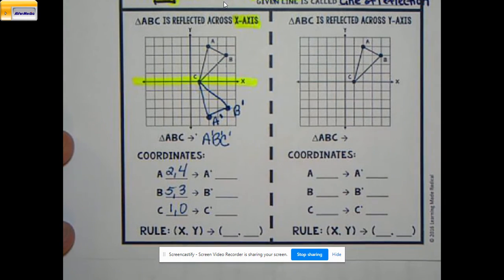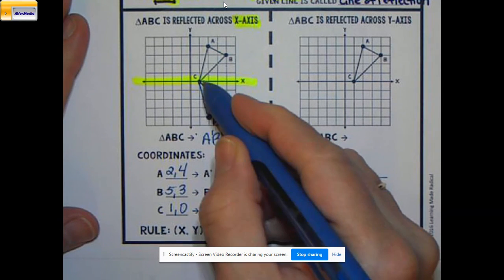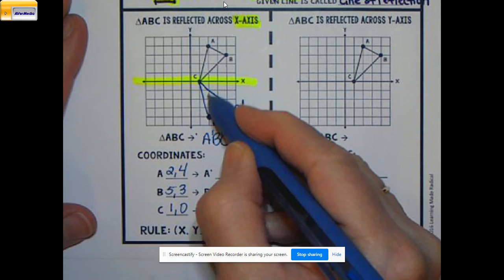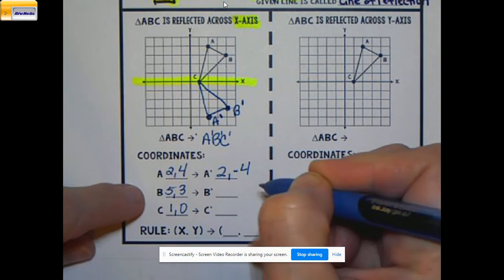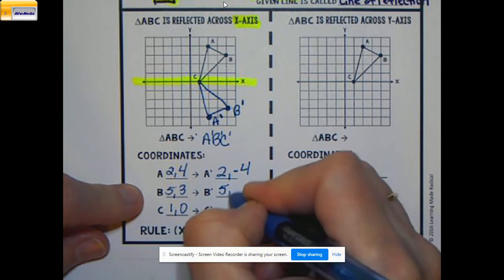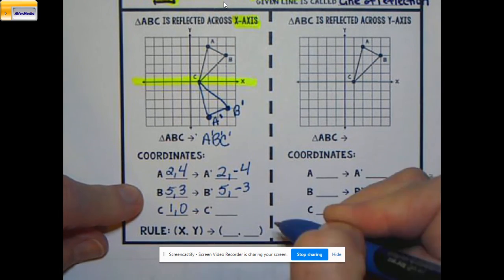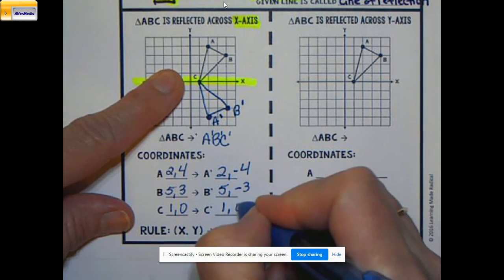Now let's look at what happened after we reflected. A prime is now at 2, -4. B prime is at 5, -3. And C prime is still at 1, 0.